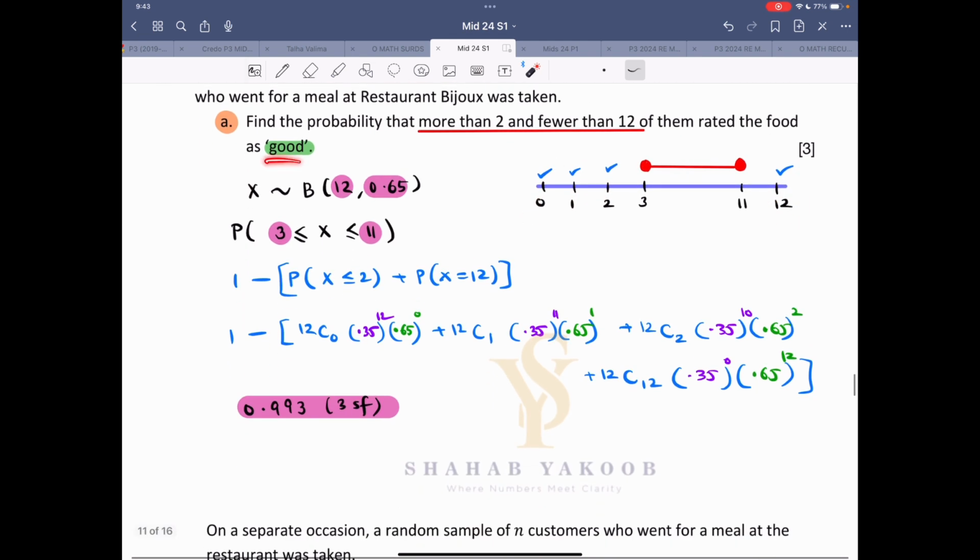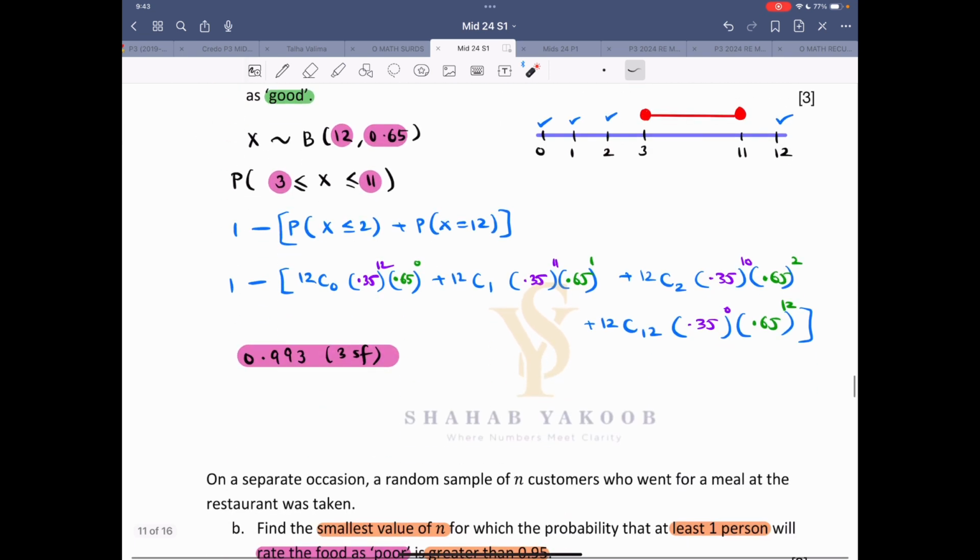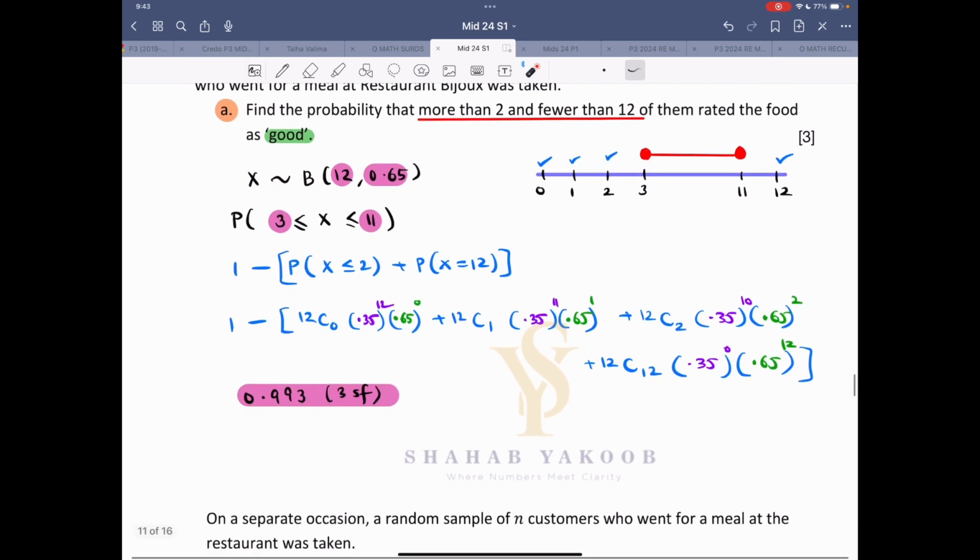And the probability is about good. Good is 65%. X follows a binomial distribution, 12 and 0.65. Always label the parameters. Probability X lies between 2 and 12 is the same thing as 1 minus the probability X is less than or equal to 2, that is 2, 1, 0, plus the probability X equals 12. This is for 0, this is for 1, this is for 2, this is for 12. Add it all up, subtract from 1. And this answer is 0.993, correct to 3 SF. So this is done.